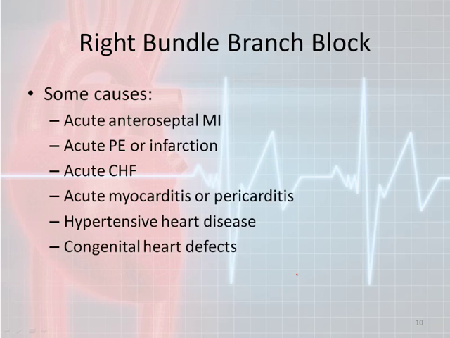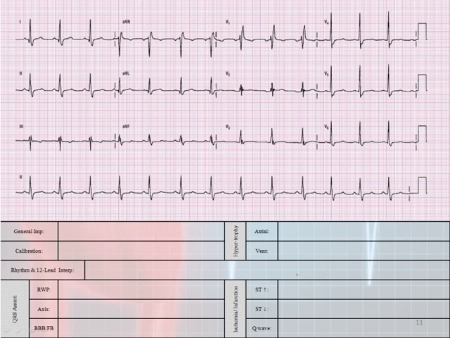These are some causes of somebody that would have a right bundle branch block: an acute anterior septal wall MI, an acute PE or any kind of infarction, acute onset of congestive heart failure, acute onset of myocarditis or pericarditis, hypertensive heart disease, and some congenital heart defects can cause an appearance of a right bundle branch block.